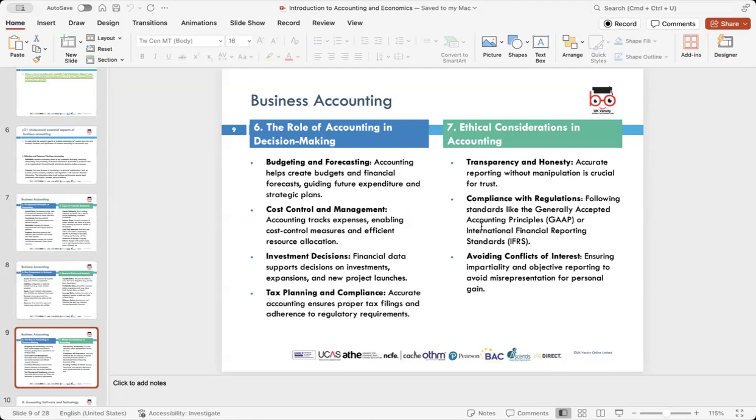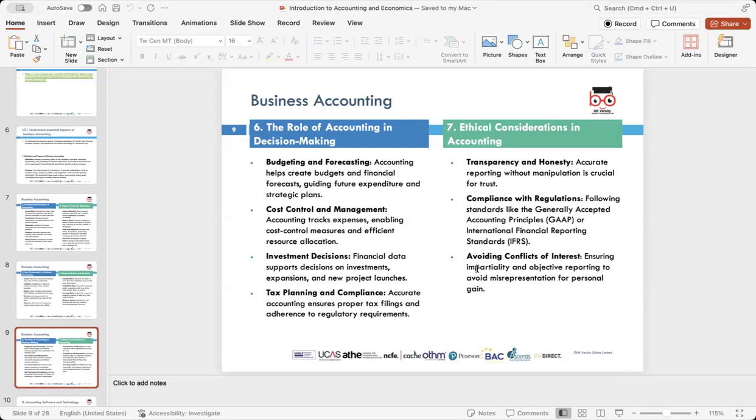Role of accounting in decision making and ethical considerations. Accounting is not just about compliance, it is a powerful decision making tool. First, budgeting and forecasting are essential for planning future expenses and revenues. Businesses use past financial data to project future performance and set financial goals. Accounting also helps in cost control and management. By tracking expenses, businesses can identify areas where costs can be reduced without affecting efficiency.